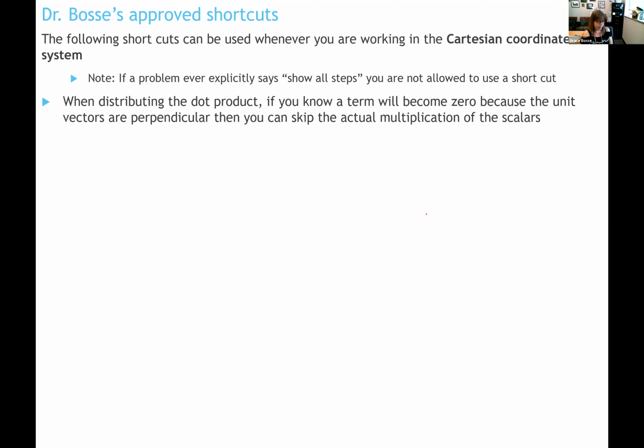So the first shortcut is that when you are distributing a dot product, if you know a term is going to become zero because the dot product involves unit vectors like x hat and y hat, two different unit vectors that are perpendicular to each other, then you can skip the step where you actually multiply the scalars. You can just write that that term exists, but you know it's going to go to zero. So don't waste your time actually doing that much of it.